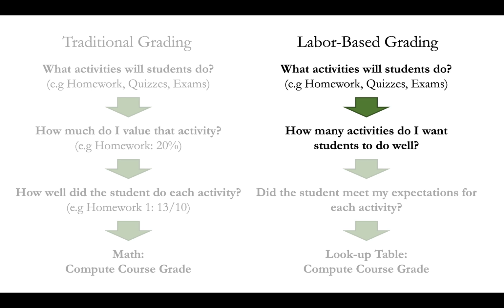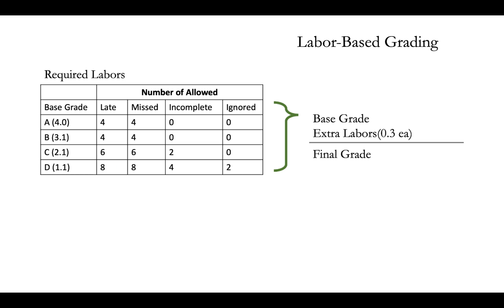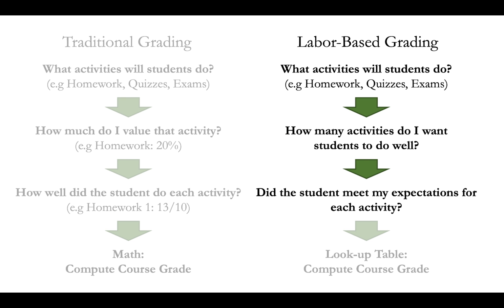After you've thought about the activities that students will do, you ask, how many activities do I want students to do well? And you use that information to decide how many of the required labors the students can turn in late, that the students can turn in but not get completely correct, that students could just not turn in at all. There's some different categories that you could put in here, but those are the basic ones. Turn in late, turn in and not finish all the way, and not turn in. And then those form a base grade for the student. Then the student completes additional labors that lead to the final grade, which we'll talk about in a minute.